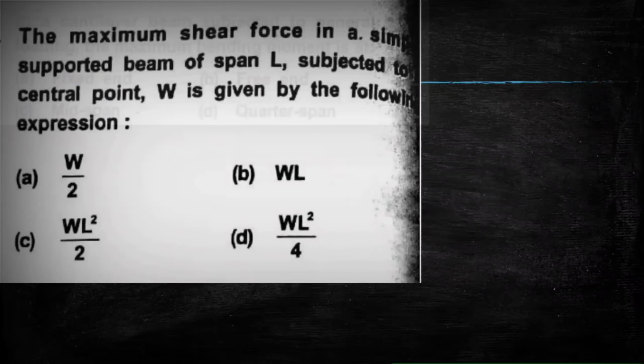Moving to the next question, we have the maximum shear force in a simply supported beam of length L subjected to central point load W is given by the following expression: A W by 2, B WL, C WL square by 2, D WL square by 4. It is asking for maximum shear force. So the correct answer is option E, that is W by 2.